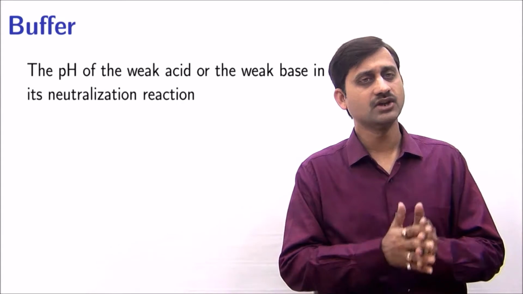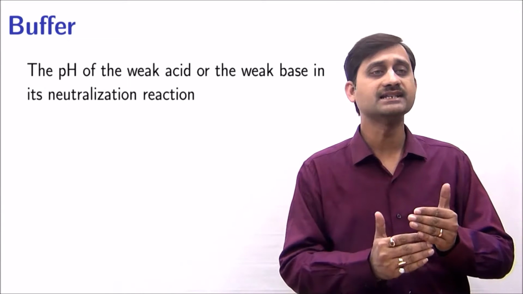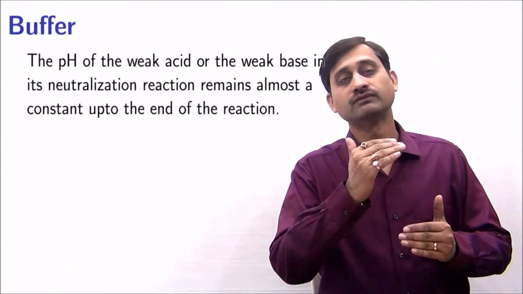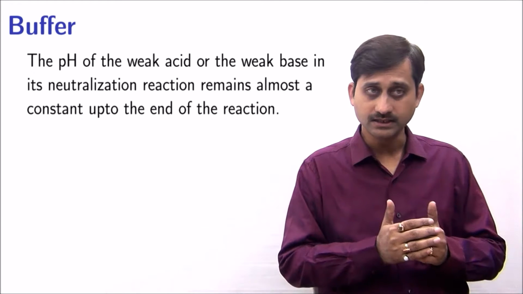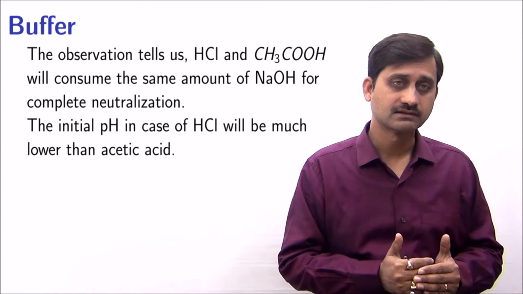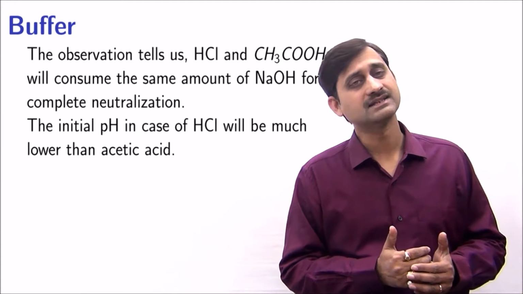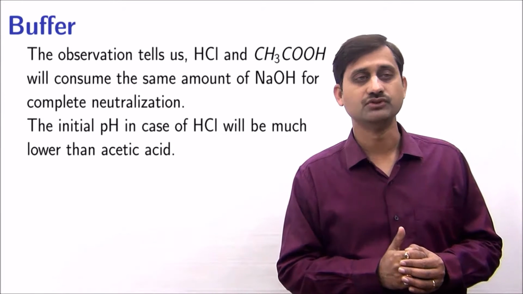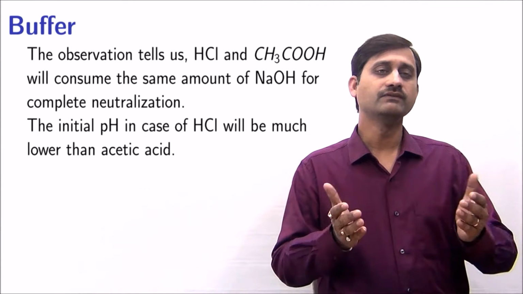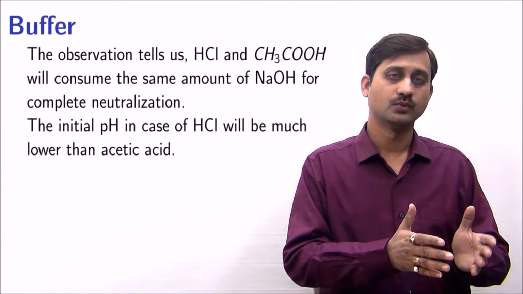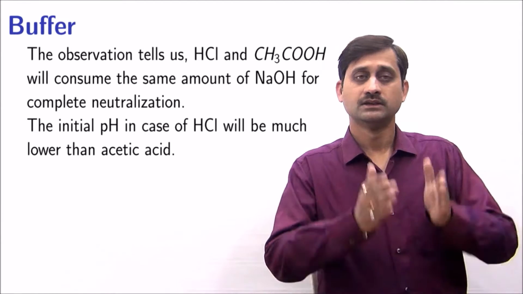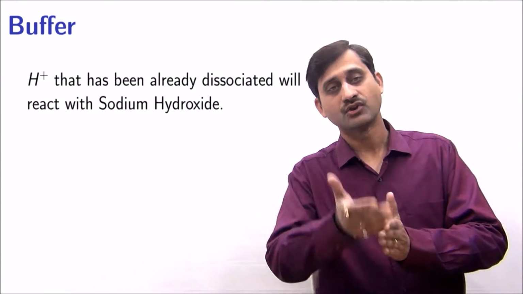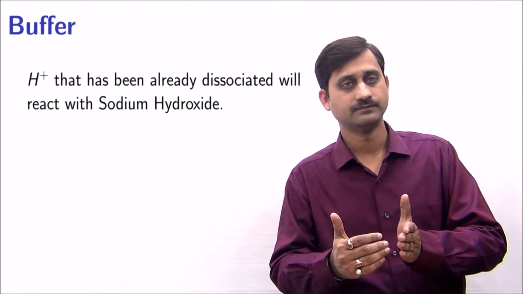The pH of the weak acid or the weak base in its neutralization reaction remains almost constant up to the end of the reaction. Hence, the observation tells us that HCl and acetic acid will consume the same amount of NaOH for complete neutralization. When we try to react acetic acid with sodium hydroxide, the amount of H+ that has already dissociated will react with sodium hydroxide.